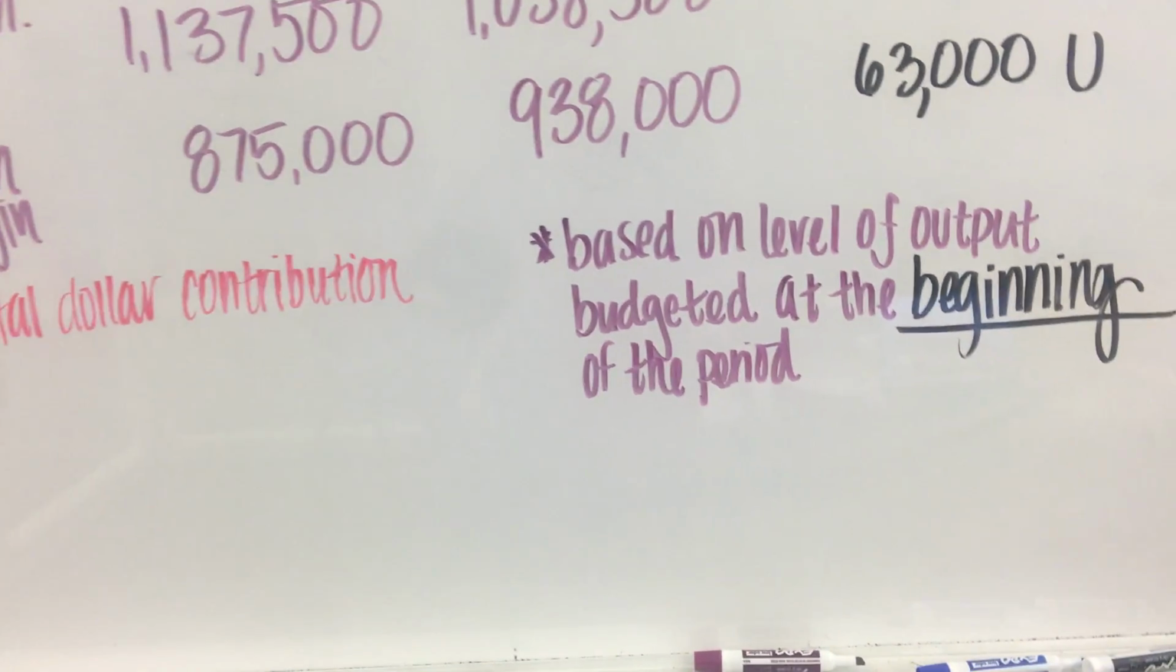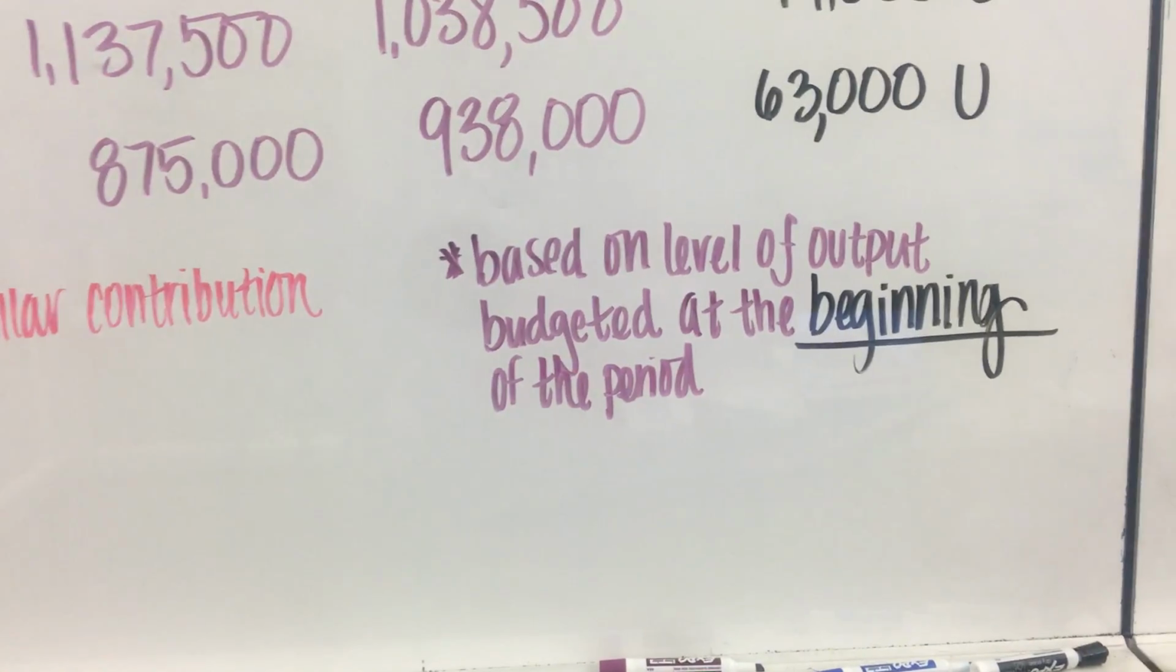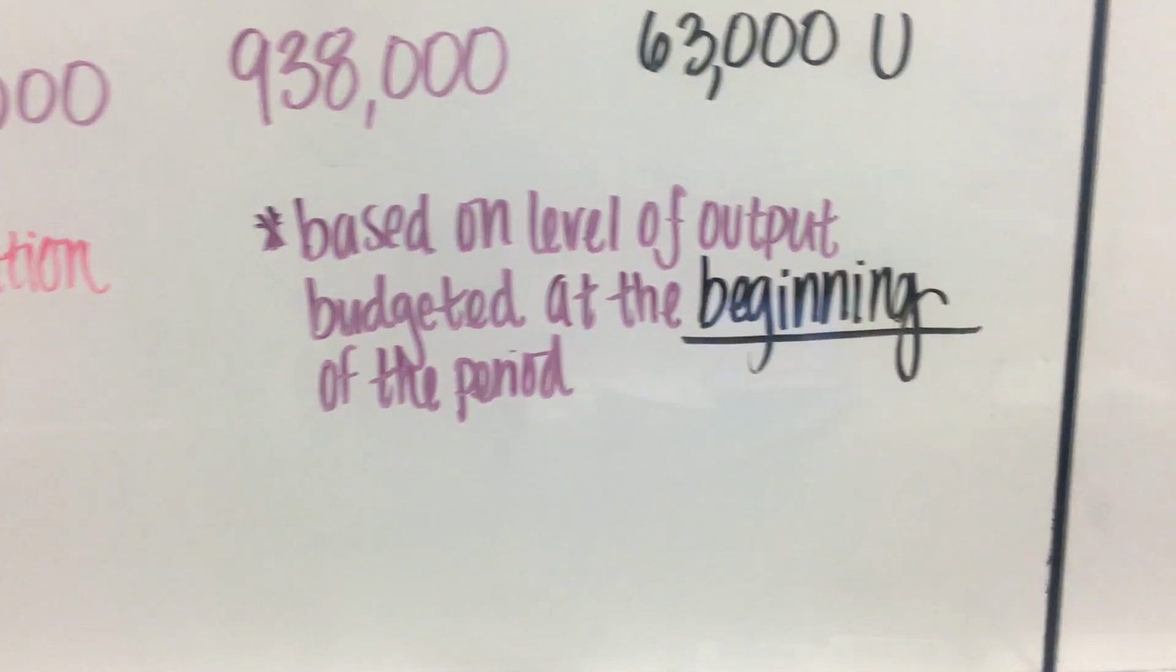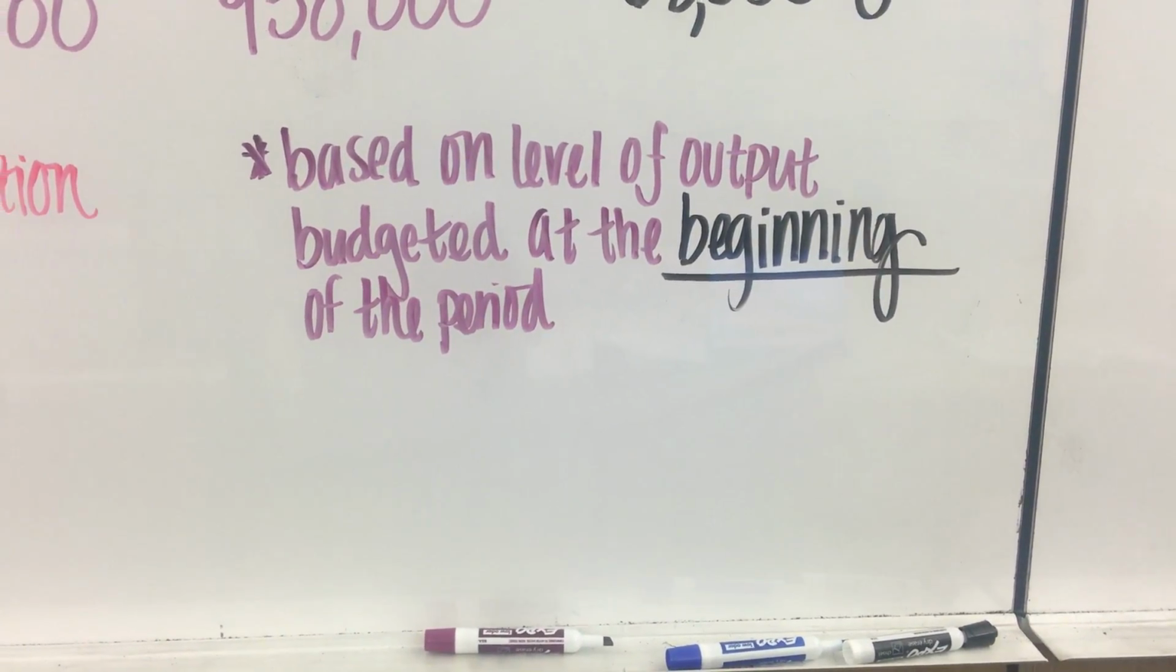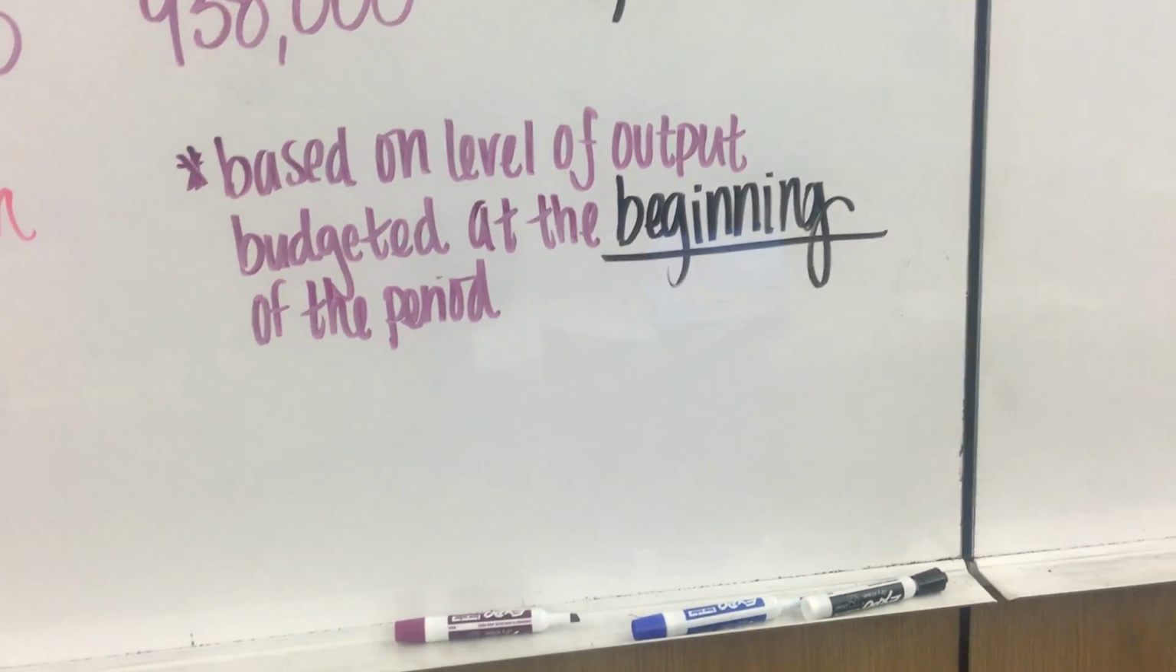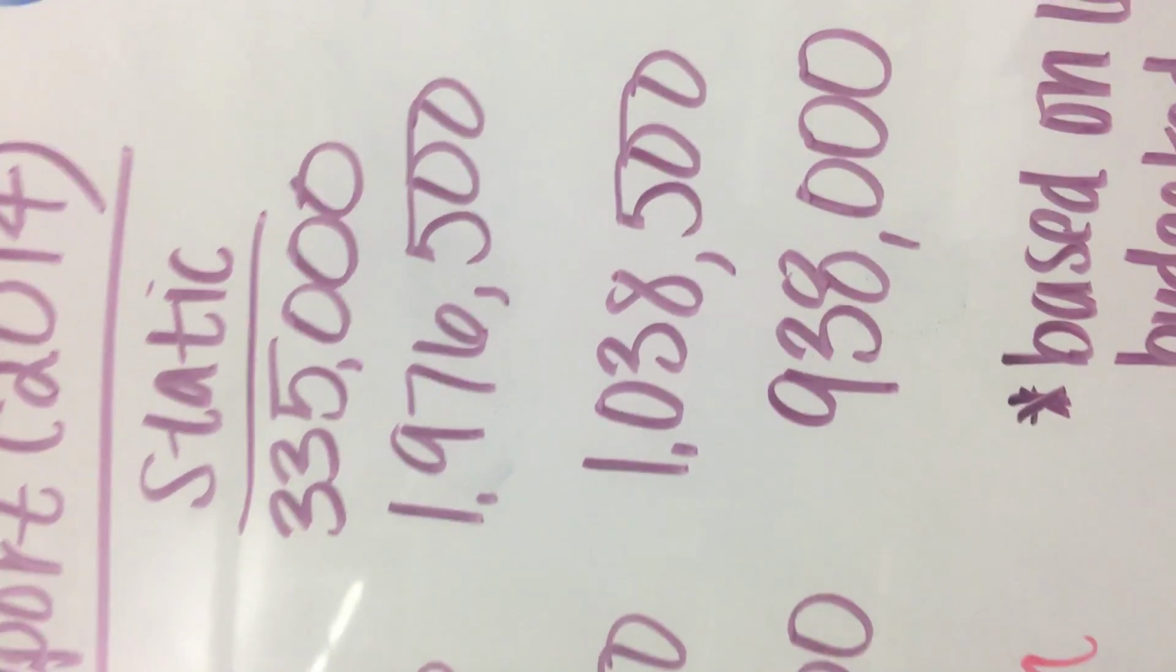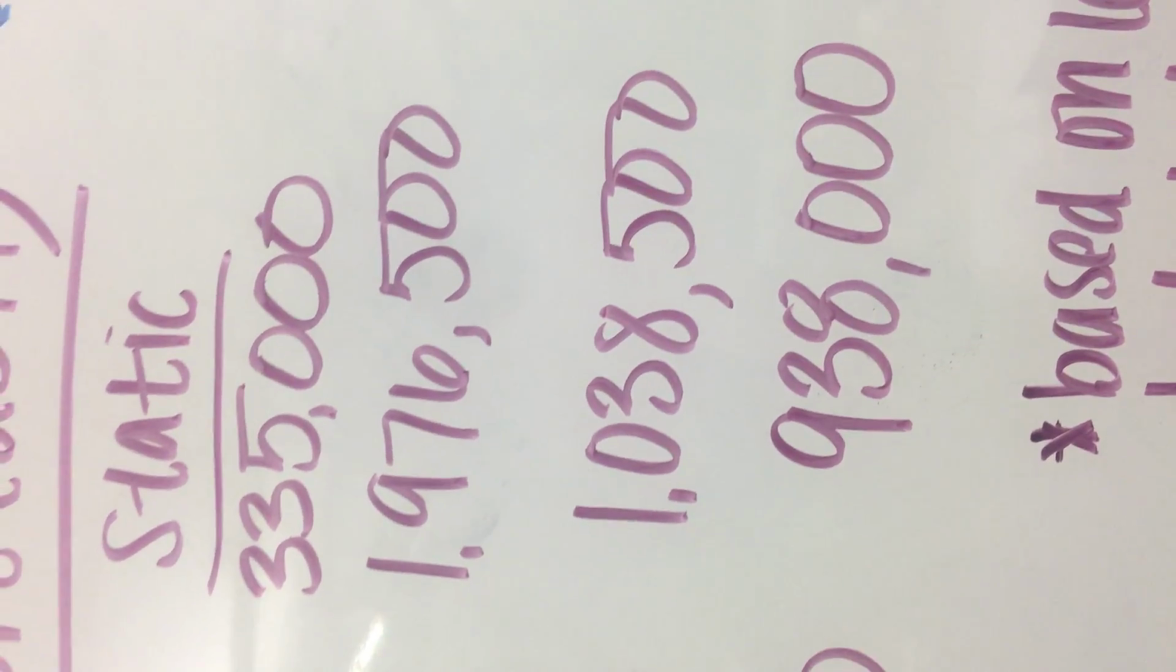Now, just one thing to keep in mind when computing static budgets is that this is going to be based on the level of output budgeted at the beginning of the period. So these numbers right here are what we compute usually at the beginning of the year.